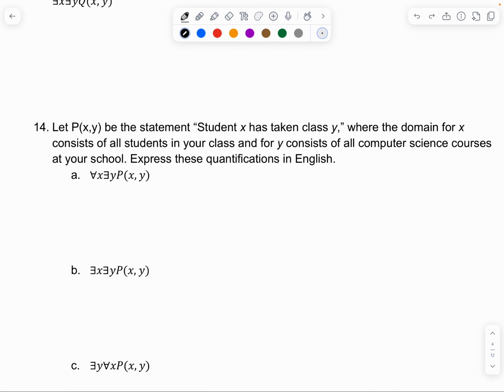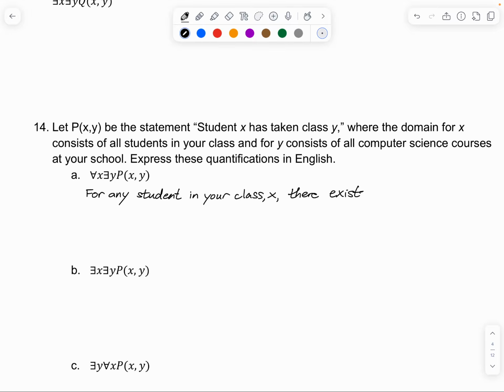So it says P of X, Y is the statement student X has taken class Y. And then it gives you the domain for X is students in your class. The domain for Y is computer science courses. Okay, so the first thing I'm going to do is I'm going to translate it very literally. So the first symbol says for any, and X has to be a student. So I'm going to say for any student in your class, we'll call it X. For any student in your class X, the next symbol says there exists.